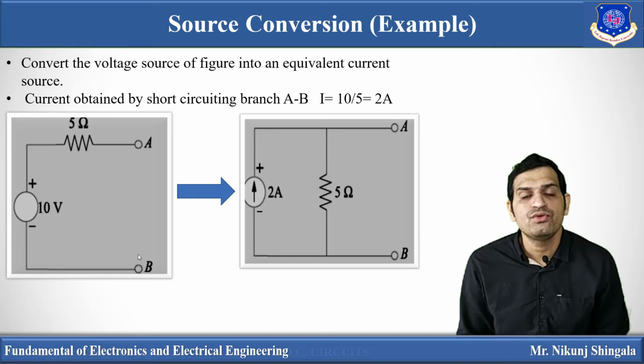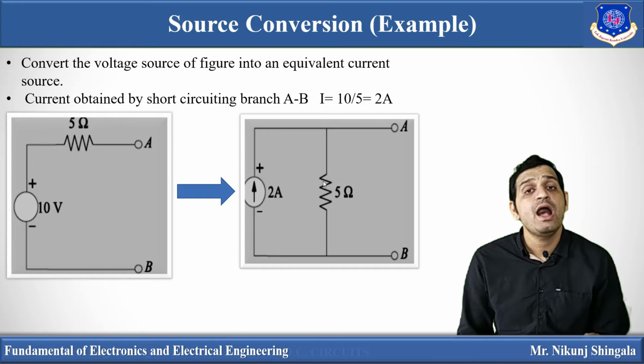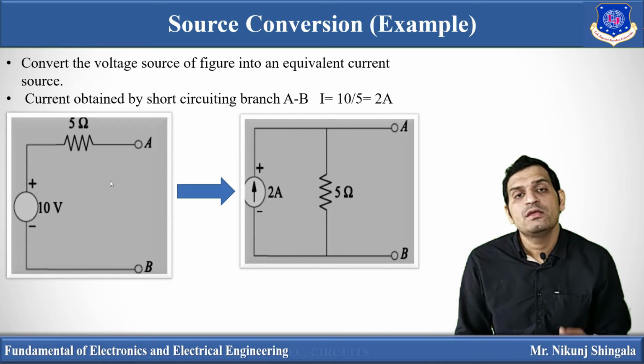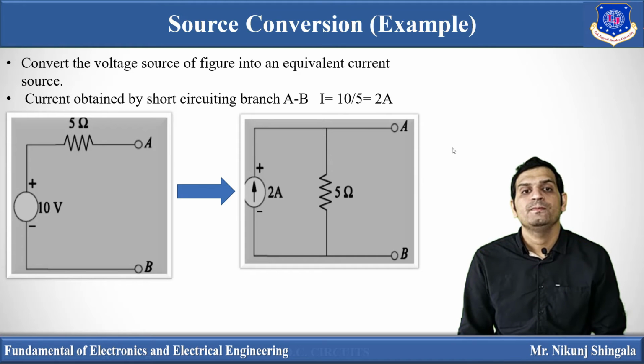Short circuit current we have to determine over here. So the short circuit current is nothing but 10 by 5, that is 2 ampere. So 10 divided by 5 will be the current source and the value of the resistance will be equal in both cases. This is how you can convert a voltage source in series with a resistance into a current source in parallel with the resistance.